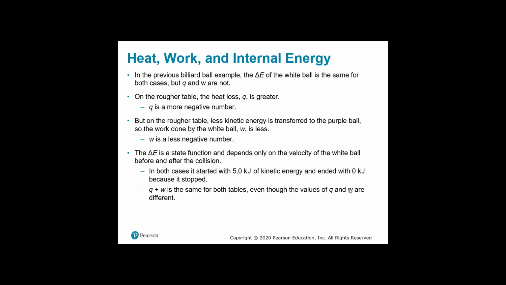In the previous billiard example, we looked at the white ball for both cases of Q and W. On the rougher table, there was a greater heat loss, as in Q. It's a negative number. On the rougher table, less kinetic energy was transferred, which I already told you. So the work done by the white ball had to be less, because remember, the final value has to stay the same. The only thing you can change are the conditions within it, but the final numeric value doesn't change. So in this case, work was done, and the energy of motion was less for the rougher table.